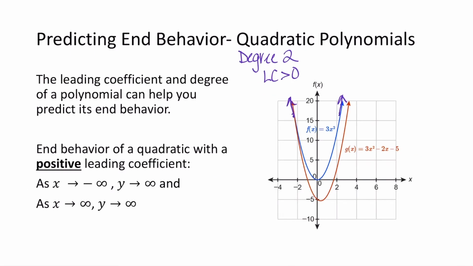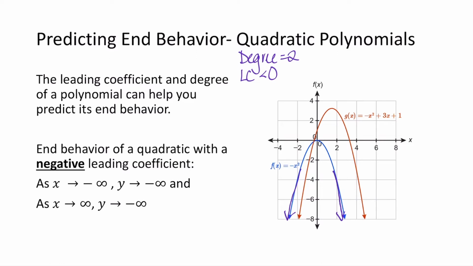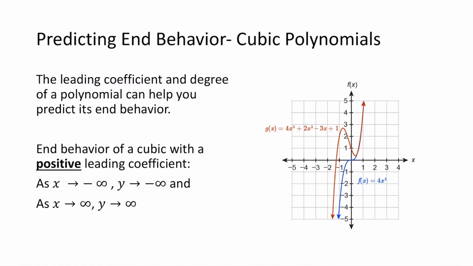Okay, so you see in a quadratic, the end behavior in both directions is going to have the same type of behavior, right? As x goes to negative and positive infinity, y is either going to go to positive infinity in both directions or to negative infinity in both. So when we predict the end behavior of a cubic polynomial, okay, remember cubic is degree 3.